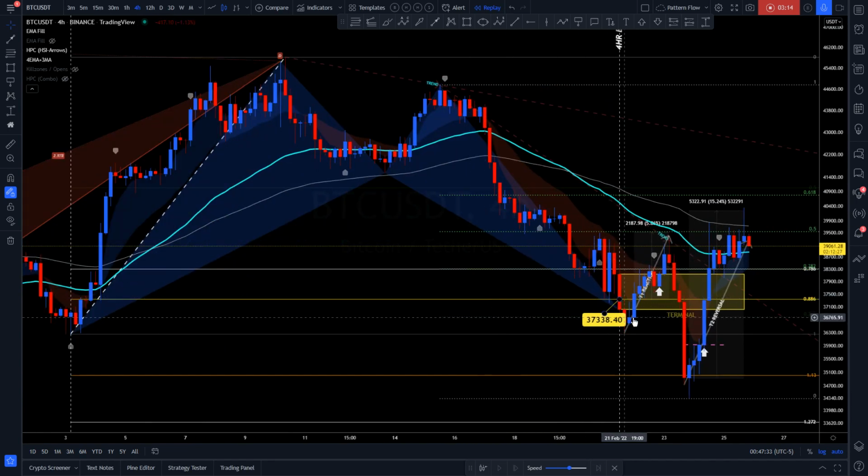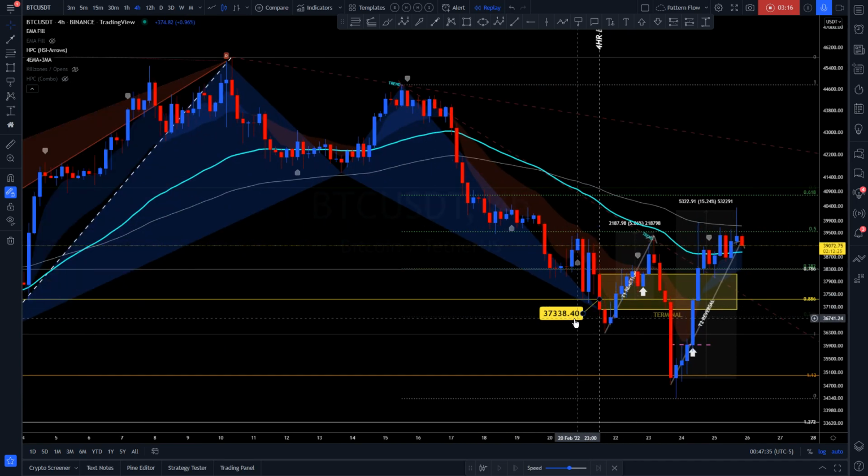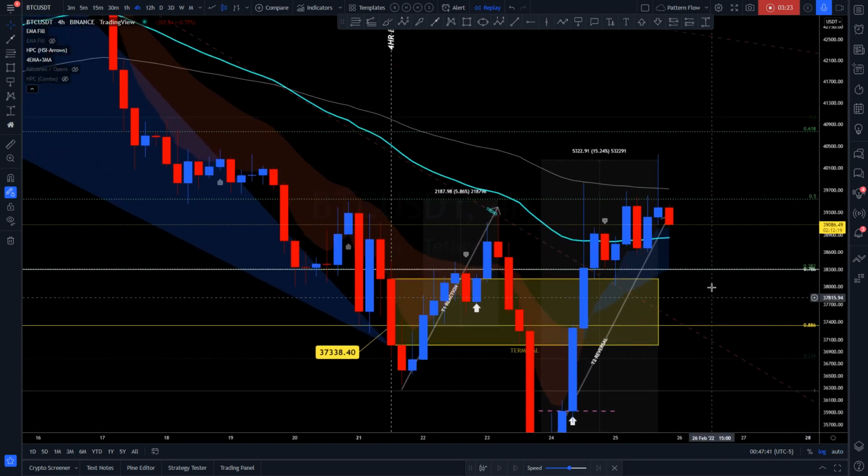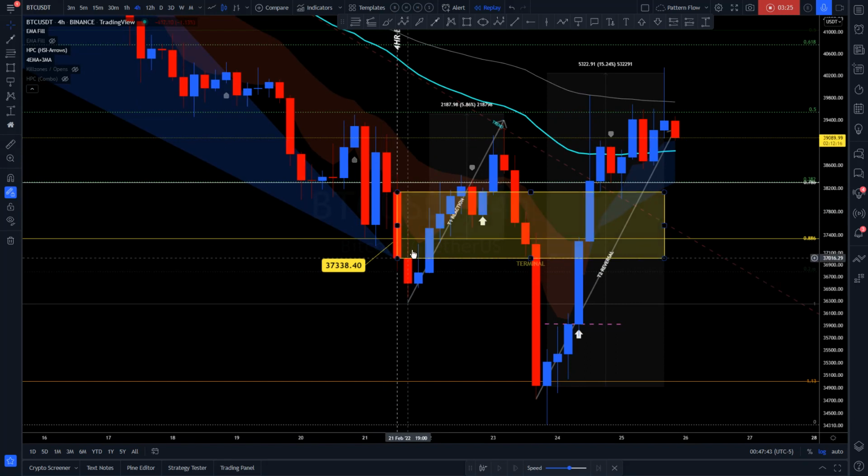Starting right here at 37,000, giving us our type 1 reaction. Let me go ahead and blow this up. Yeah, there we go. Giving us our type 1 reaction right in here at the 886, same identity for a bat pattern, that 886 level.